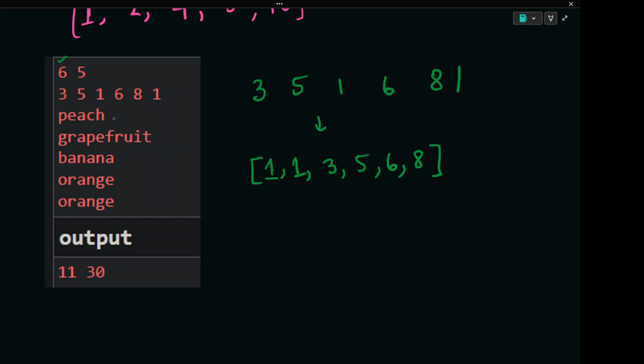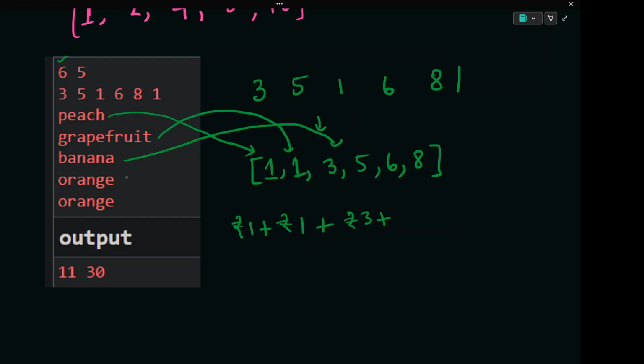Now let's assign peach to 1 rupee. So our cost will be nothing but 1 plus grapefruit will be 1 rupee again, plus banana will be 3 rupees, plus orange will be 5. Another orange will be 6. So now what will the total be? 1 plus 1, 2, plus 3, 5. 5 plus 5, 10. 10 plus 6, 16 rupees.